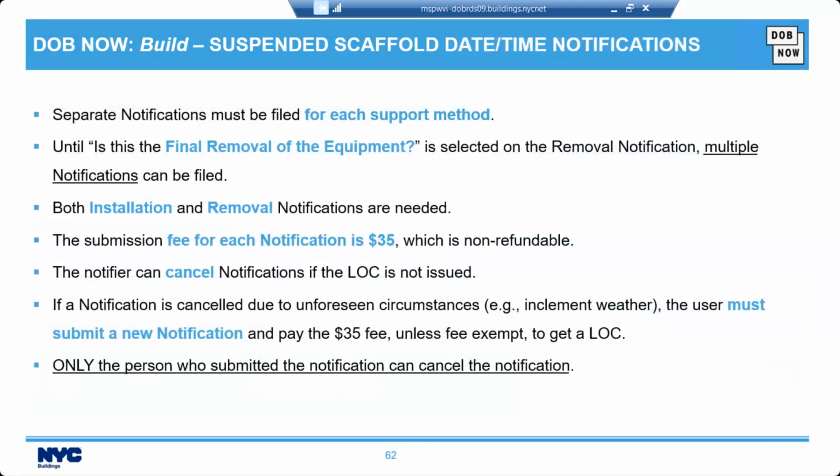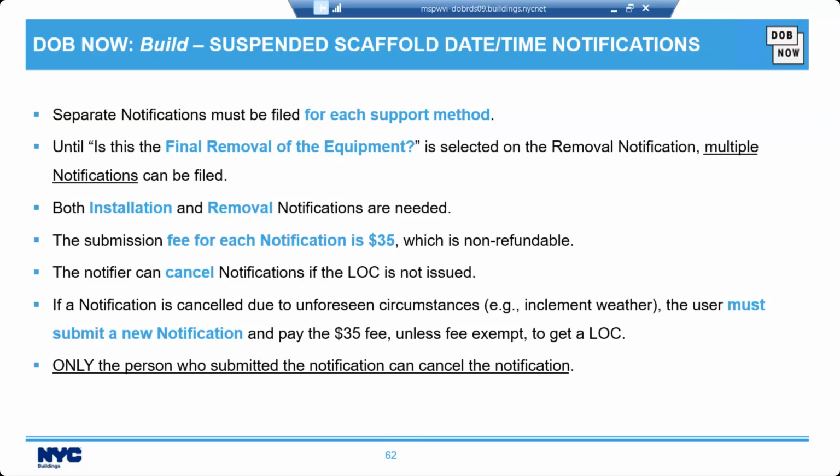Separate notifications must be filed for each support method until "is the final removal of the equipment" is selected on the removal notification. Multiple notifications can be filed. Both installation and removal notifications are needed. The submission fee for each notification is $35, which is non-refundable. The notifier can cancel notifications if the LOC is not issued.